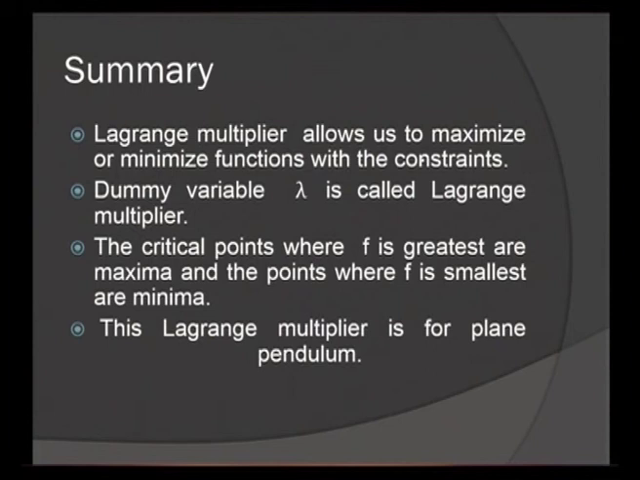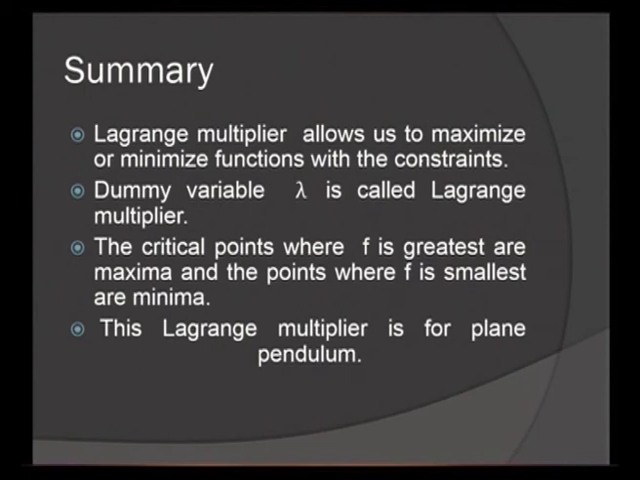In this lecture we learnt the Lagrange multiplier. The Lagrange multiplier allows us to maximize or minimize a function with constraints. The Lagrange multiplier is denoted by a dummy variable lambda. The critical points are the points obtained using the Lagrange multiplier. The critical points where f is greatest are maxima, and the critical points where f is smallest are minima.